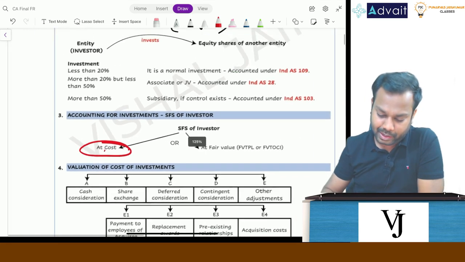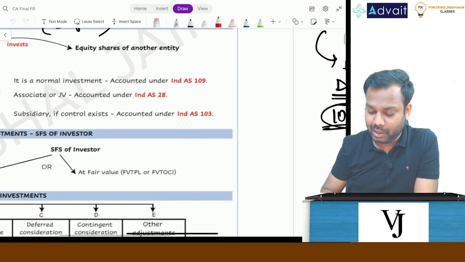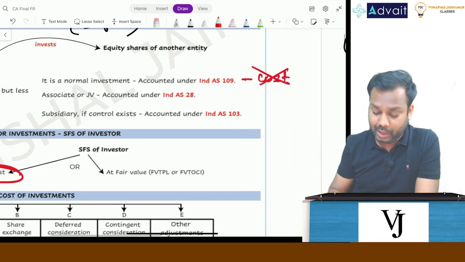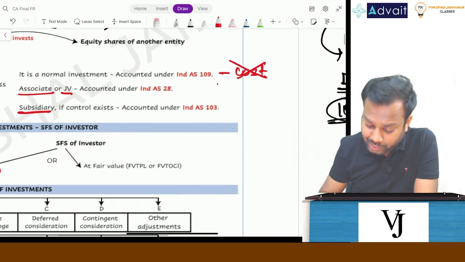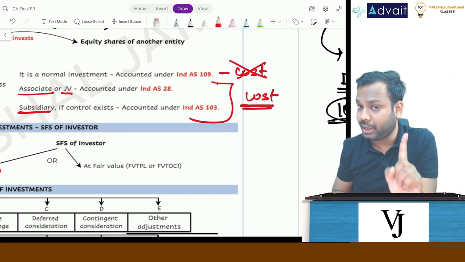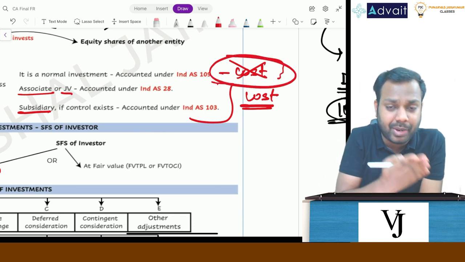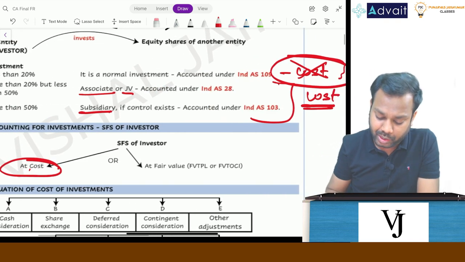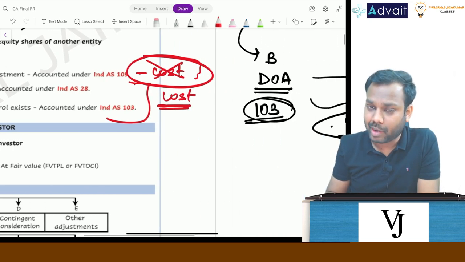Now understand, I'll explain it here. If it is a normal investment, do we have an option to record at cost? No, we don't. Please note it carefully. We can measure it only at FVT P&L or FVT OCI, not cost. But when it is an investment in the nature of subsidiary, associate or joint venture, then we do have an option to measure it at cost. I hope that is clear to all of you.